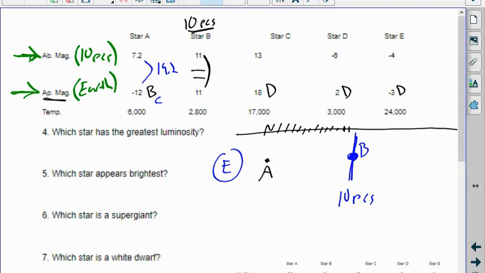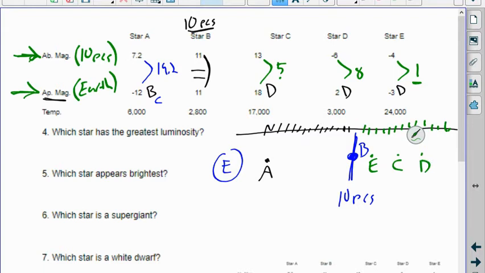And then going out from here, star C, the difference between 13 and 18 is 5. Star D, the difference between -6 and 2 is 8. And star E, the difference between -4 and -3 is 1. So putting them in order from here, 1 is star E, and then 5 is star C, and then 8 is star D. Okay, so the order is A, B, E, C, D.